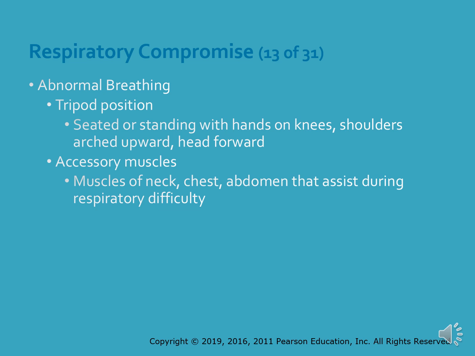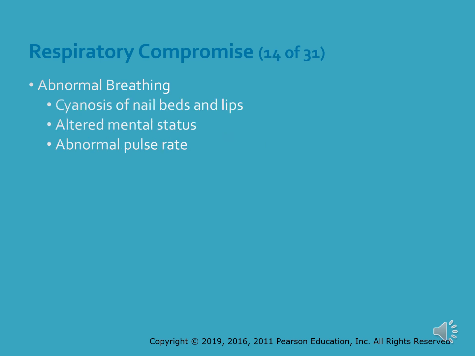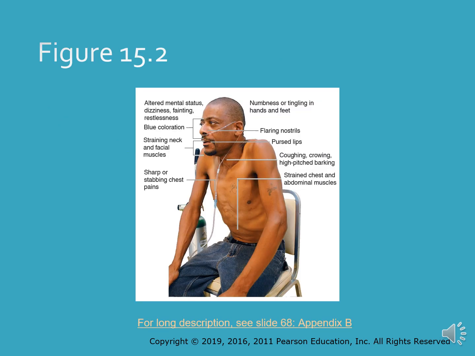They are called accessory muscles because they assist only when the diaphragm alone is not able to move enough air. It should be noted that during cardiac arrest, a patient may exhibit reflexive gasping breaths that are called agonal respirations. These gasping breaths, no matter how frequent, should not be considered a normal respiration. Other signs of abnormal breathing can be cyanosis of the nail beds and lips, altered mental status, and abnormal pulse rates. In this figure, you're going to see the signs and symptoms of respiratory compromise. Again, this can be found in your book.